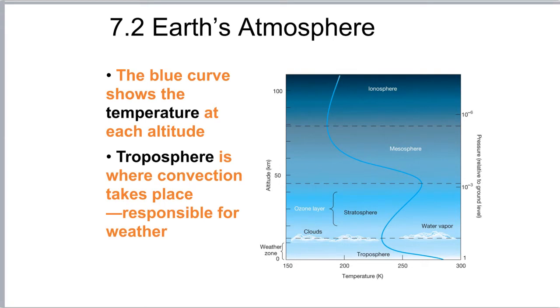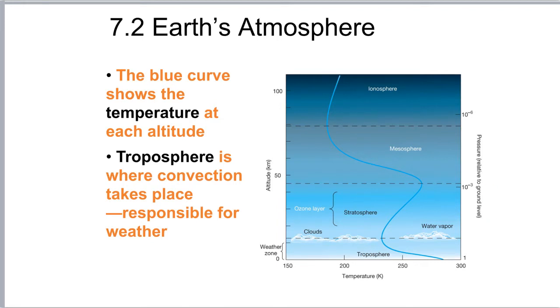Okay, we've already been through how to interpret this graph previously, but I wanted to go through it again really quickly. The main thing that we want to look at is this blue curve. Now we have three different axes to consider. There's the left vertical axis, which represents the altitude above the surface of the Earth, measured in kilometers. There's the horizontal axis, which is temperature, measured in Kelvin. And then there's the right vertical axis, which measures the pressure of the atmosphere relative to the ground level.